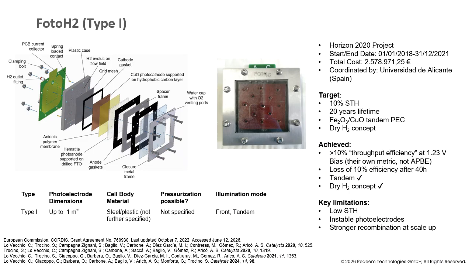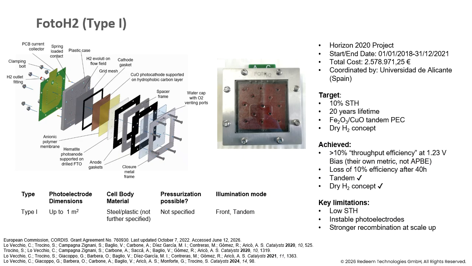Another large European project was the PhotoH2, which focused on scaling type 1 PEC reactors towards practical hydrogen production. The concept combined a hematite photoanode with a copper(I) oxide photocathode in a tandem configuration and used an anion exchange membrane to separate the two compartments. So one particularly interesting feature was the dry hydrogen concept, as mentioned before, where the reactor operated with a humidified membrane instead of a conventional liquid electrolyte.